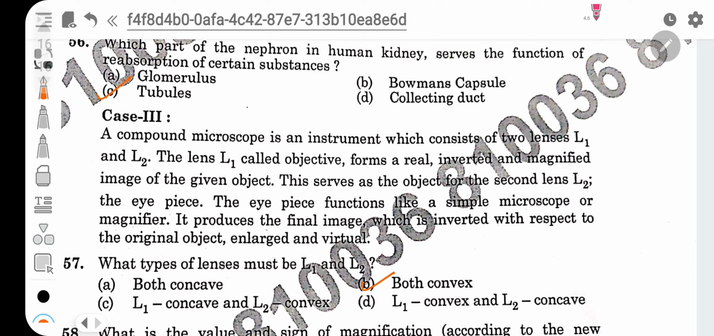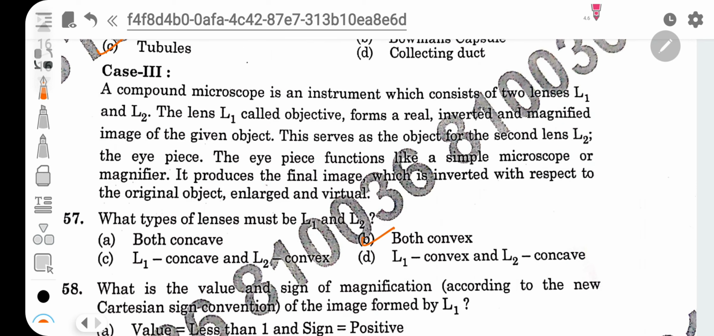Case 3. A compound microscope is an instrument which consists of two lenses, L1 and L2. The lens L1, called the objective, forms a real, inverted and magnified image of the given object. This serves as the object for the second lens L2, the eyepiece. The eyepiece functions like a simple microscope or a magnifier. It produces the final image, which is inverted with respect to the original object, enlarged and virtual.